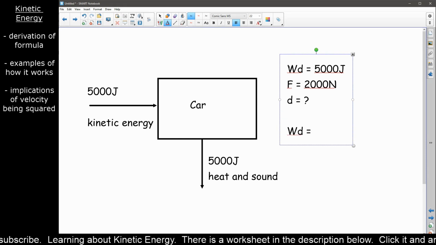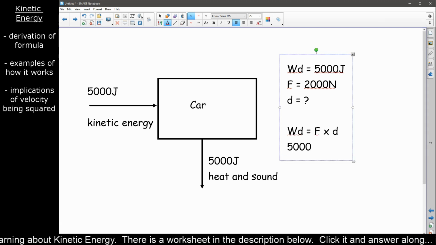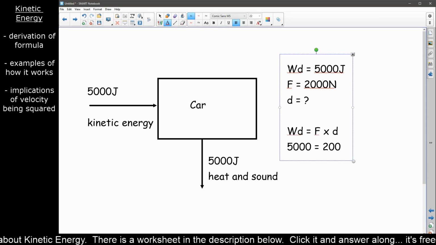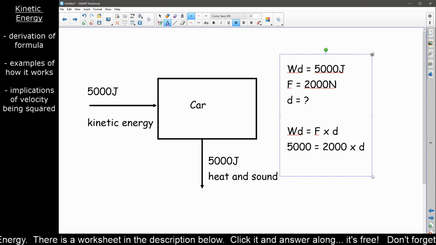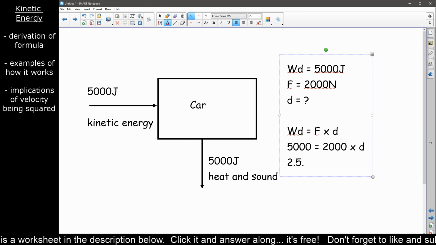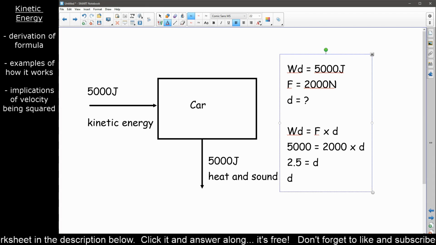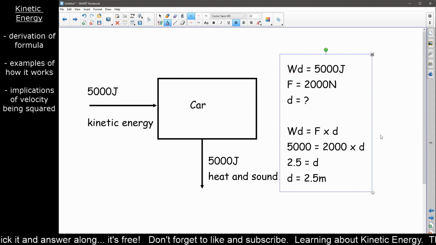Then I have work done equals force times distance. So 5,000 equals 2,000 times the distance. Divide both sides by 2,000, and that gives me 2.5 equals the distance, so the distance is 2.5 meters needed to stop this thing. Okay, so it's not going to stop instantly, it's going to stop in a certain distance. And that's kind of handy.